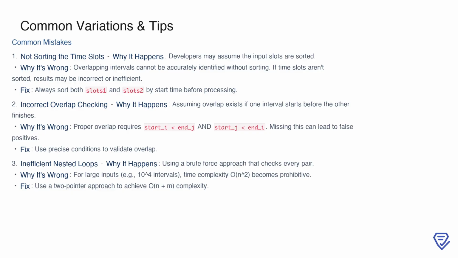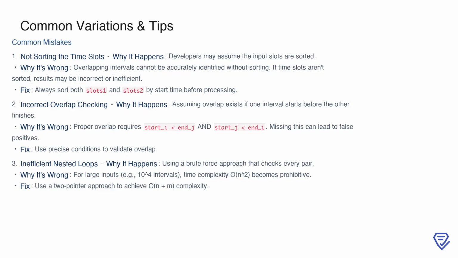Next, an incorrect approach to overlap checking is another pitfall. Some may assume an overlap exists just because one interval starts before another ends. However, this is only partially correct. For an overlap to truly exist, the start of one interval must be less than the end of the other and vice versa. Missing this precise condition can result in false positives.